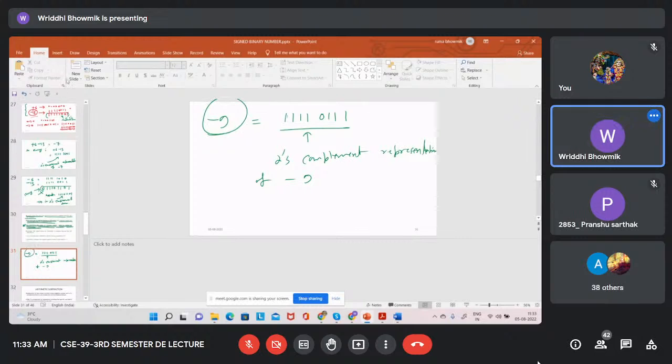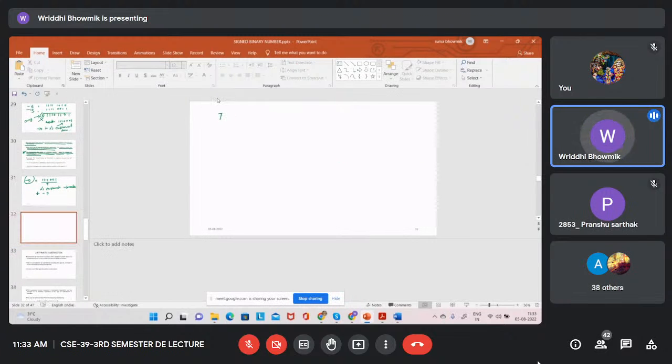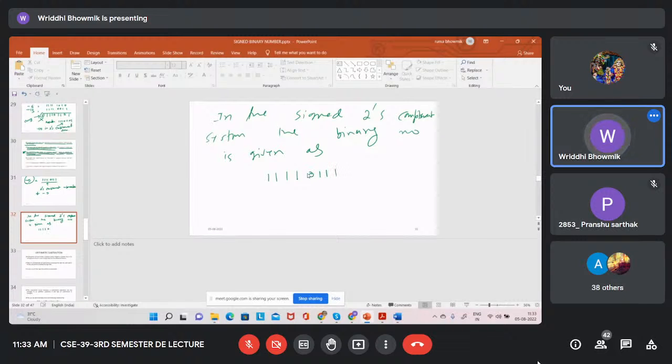But if someone asks that in the signed twos complement system, the binary number is given as 1 1 1 1 0 1 1. So what is the value? Only this is given, and it is mentioned it is the signed twos complement system. Now find out what is the value of this.